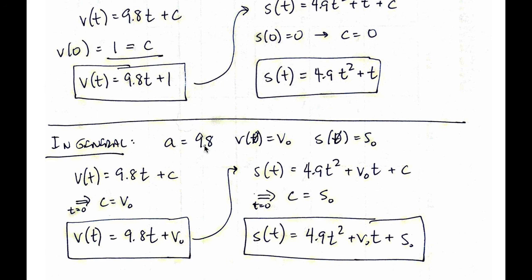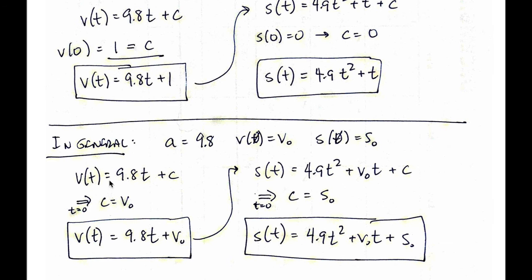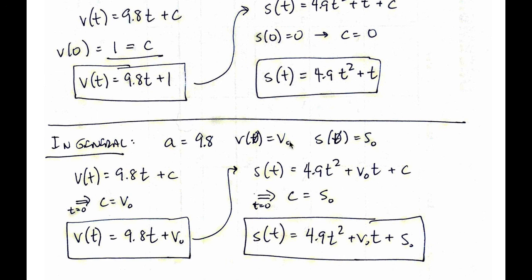If the acceleration is 9.8, then the velocity function would have to be 9.8 t plus some constant. At t equals 0, that constant has to be v0. So the general velocity function is 9.8 t plus v0. If v0 is 0, then it's 9.8 t. We saw that in example A. If v0 is 1, then it's 9.8 t plus 1. We saw that in example B. Now if I find the antiderivative of v, I get an expression with a constant c, but at t equals 0, c has to be s0, and this gives us the final general formula for position of an object with an initial velocity of v0 and an initial displacement of s0.